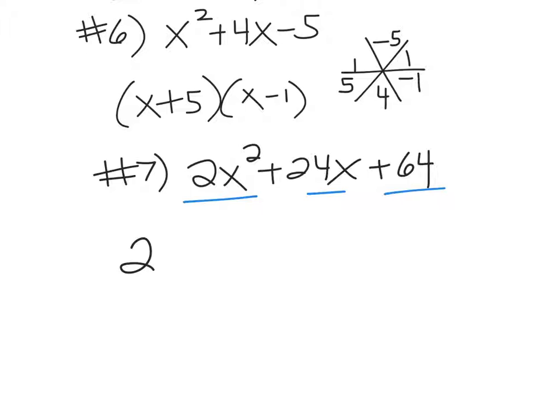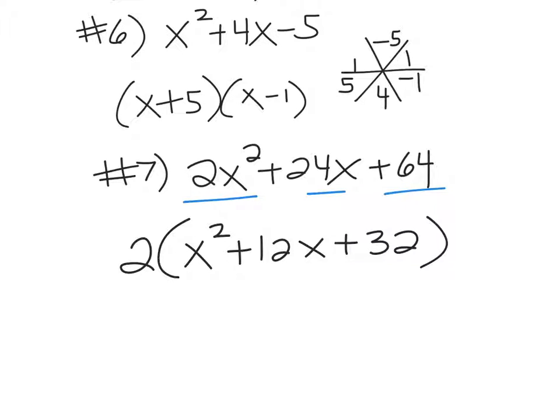The last one doesn't have an x, so you can't factor out a 2x, but you can factor out a 2 from everybody. So when you factor out a 2, you're dividing 2 out of all 3 of the different terms. So I get x squared plus 12x plus 32. Now some people will stop and go, okay, cool, I factored, I'm done. No. You can keep going. See this inside part? That's factorable too. So you need to look for that.